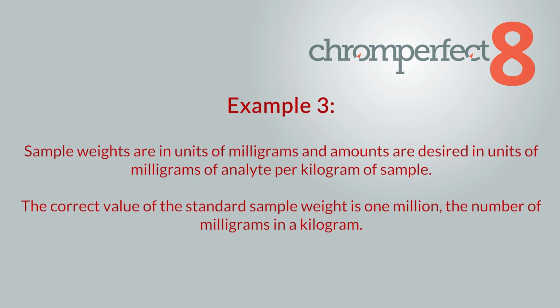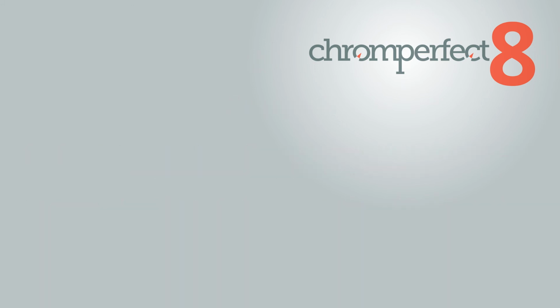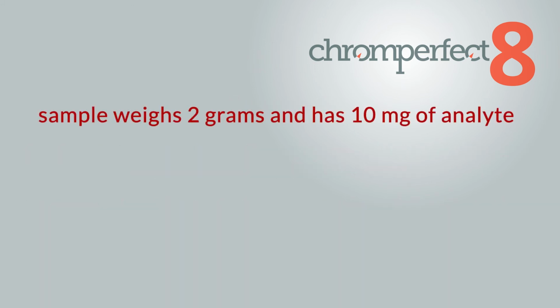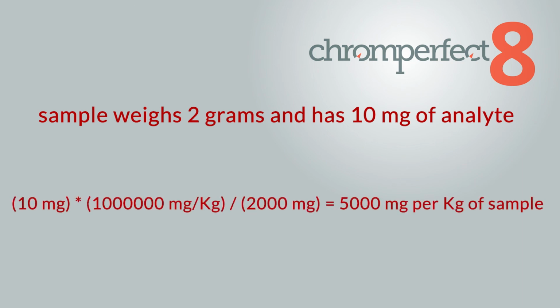Example 3. As above, except sample weights are in units of milligrams and amounts are desired in units of milligrams of analyte per kilogram of sample. The correct value of the standard sample weight is 1 million, the number of milligrams in a kilogram. For example, if a sample weighs 2 grams and has 10 milligrams of analyte, then 10 milligrams multiplied by 1 million milligrams per kilogram divided by 2,000 milligrams equals 5,000 milligrams per kilogram of sample.